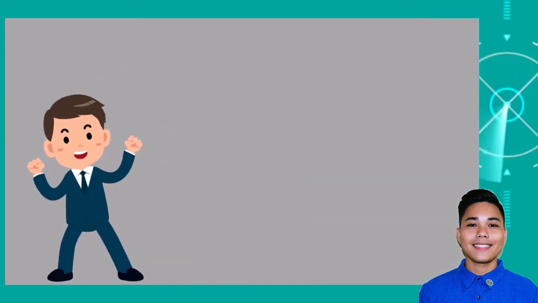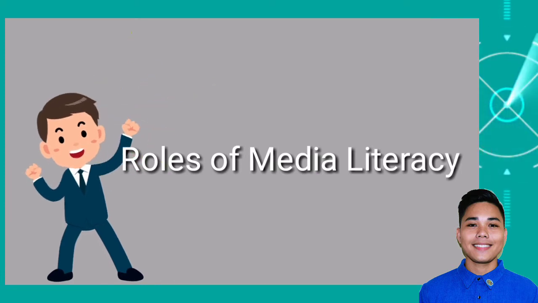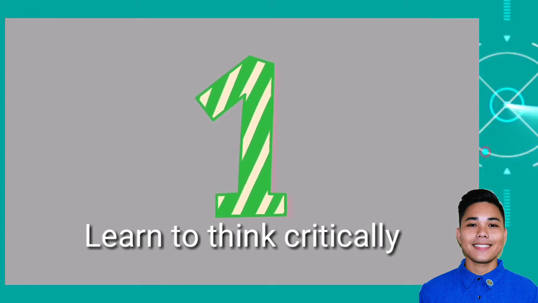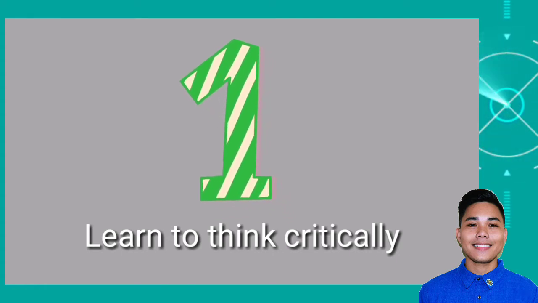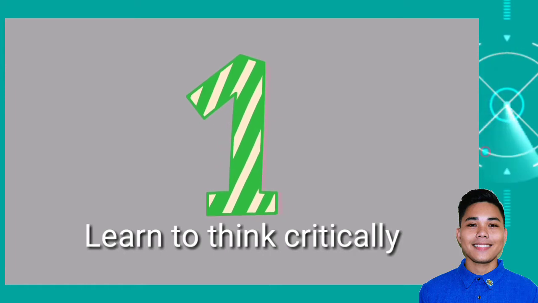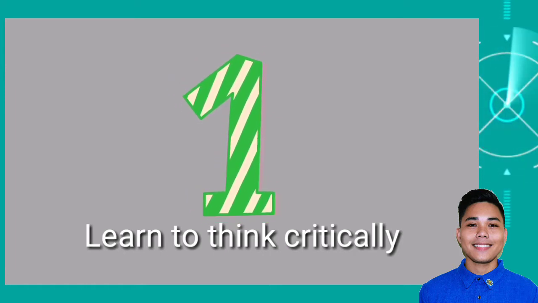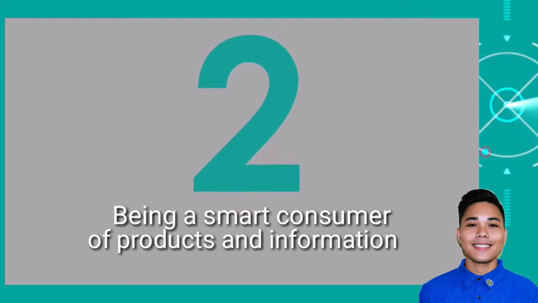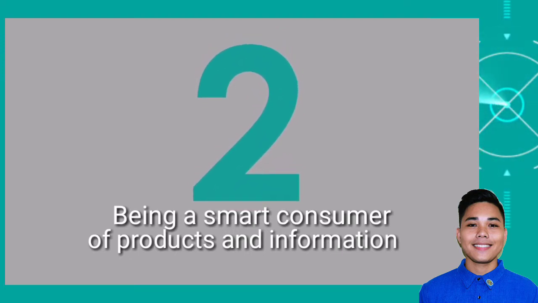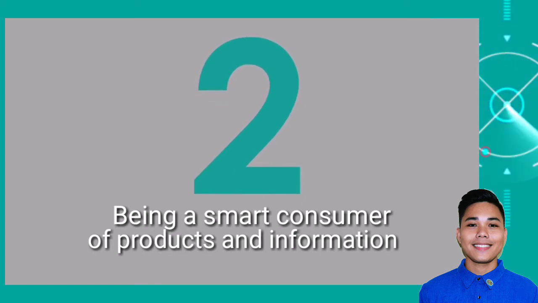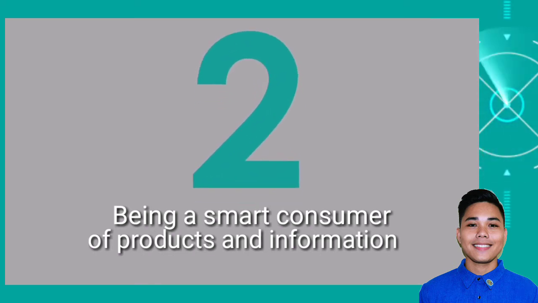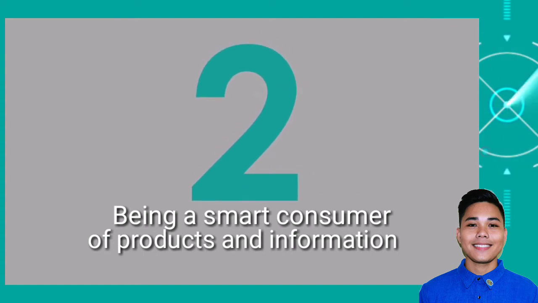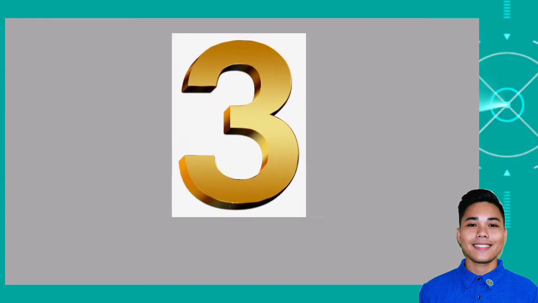Now, let's move on to the rules of media literacy. 1. Learn to think critically. When people evaluate media, they decide if the messages make sense, including the ideas, before being convinced in the information that they get from it. 2. Being a smart consumer of products and information. Media literacy helps individuals learn how to determine whether something is credible, especially when advertising can persuade them with the products on sale.